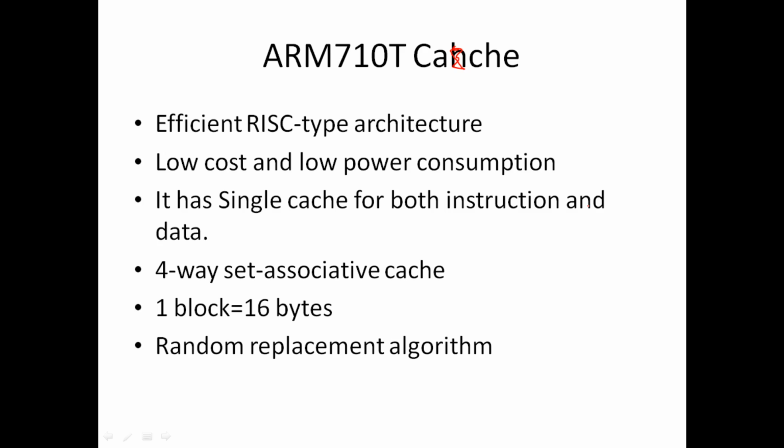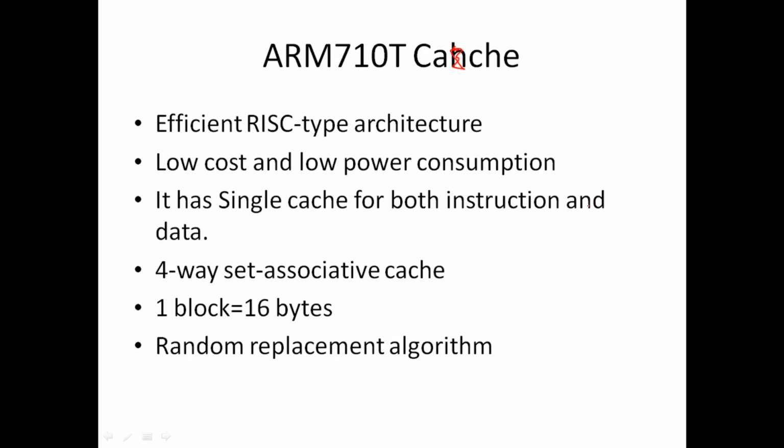So it also has a four-way associative cache. One block is 16 bytes, similar to previously, and previously also a random replacement algorithm was used. Here also we are using the random replacement algorithm to replace the previous data, so that new data can come and be used by the processor. It is the simplest algorithm.